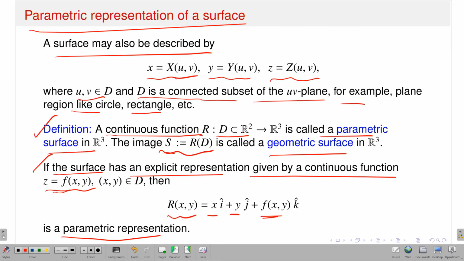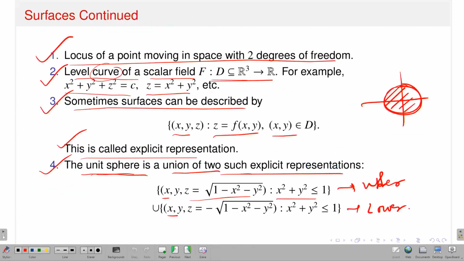So if I have a surface with an explicit representation given by a continuous function, that is called the explicit representation. That means I will have x comma y comma z, where z can be obtained as a function of x comma y, where f is a map from D subset of R2 to R, a scalar field. If I have that kind of representation, it is called the explicit representation.